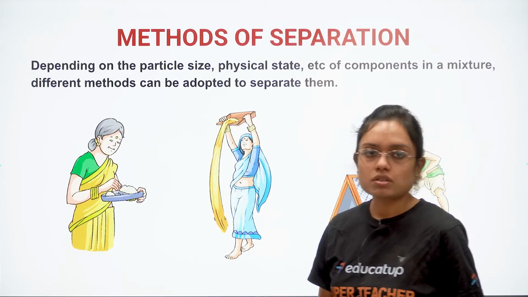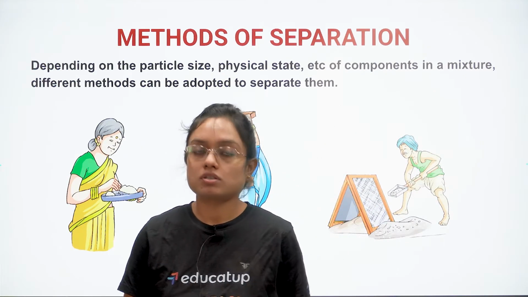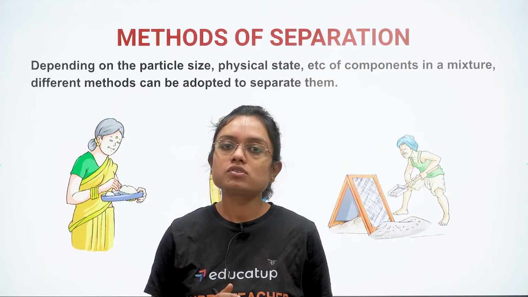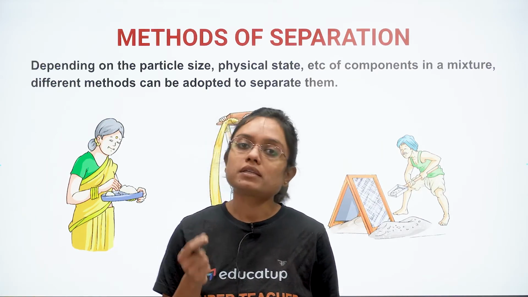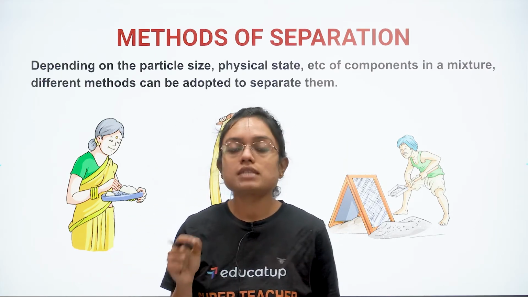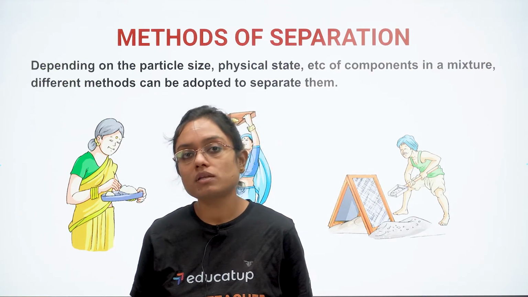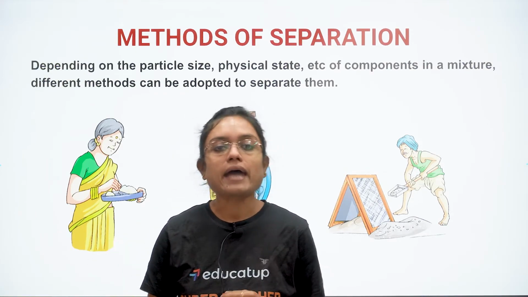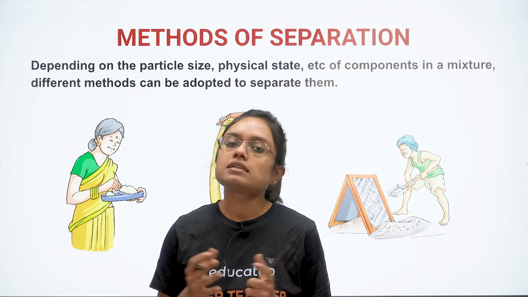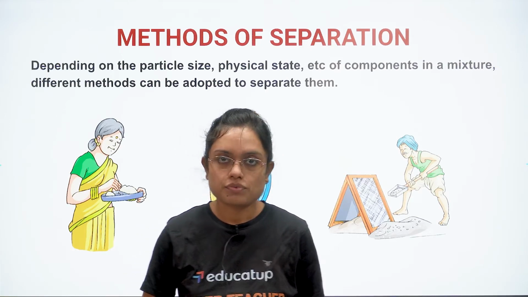Methods of separation. Now, which method will be used to separate which mixture is decided on a few parameters. Like it depends on the state and on the particle size of the substance. When I talk about state, it means the state of matter, the state of the substance, whether it is liquid, whether it is solid, whether it is in gaseous state. And what is the particle size, what is the physical state, all these things decide which method will be used to separate the mixture. Now let's move ahead.